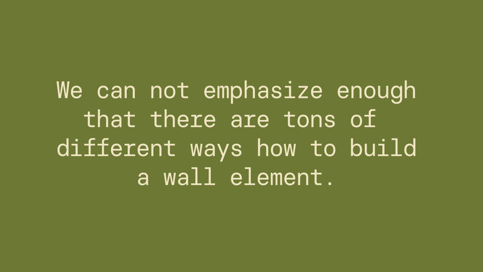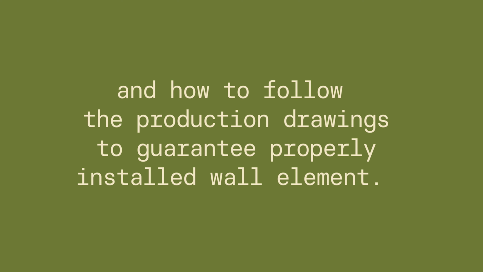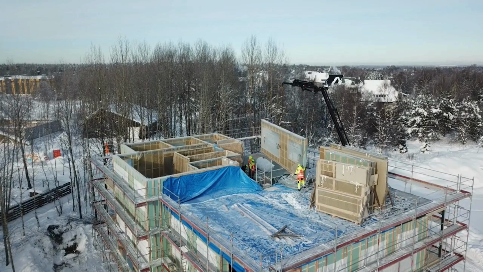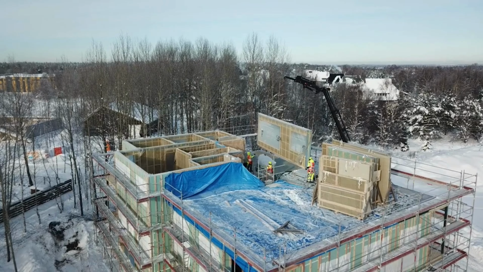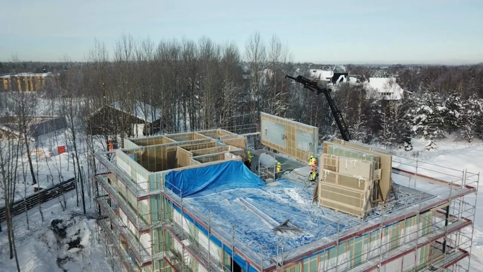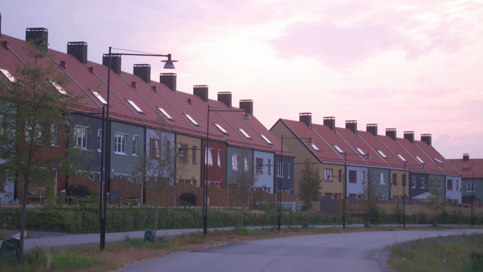We cannot emphasize enough that there are tons of different ways to build a wall element. Hopefully, these two cases already showed the principles of wall construction and how to follow the production drawings to guarantee a properly installed wall element. It is important to understand that each properly assembled element plays a crucial role in the whole construction, not only because it is easy to assemble all the components together, but also to provide safe, energy-efficient, and long-lasting homes.